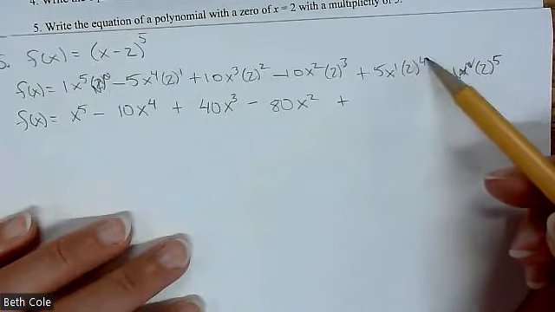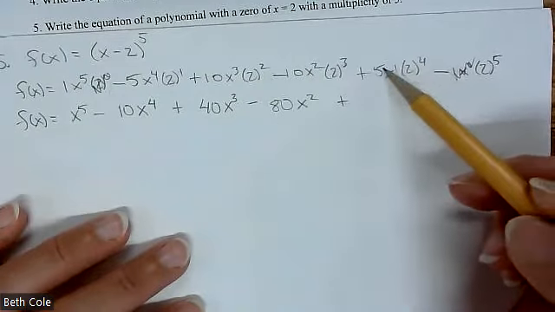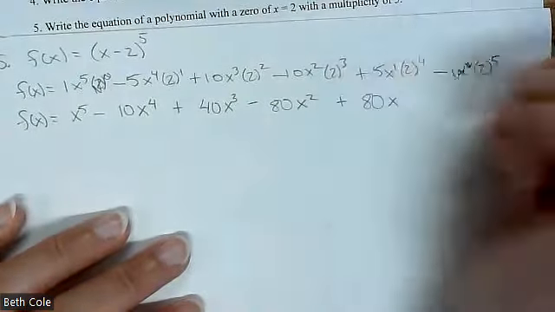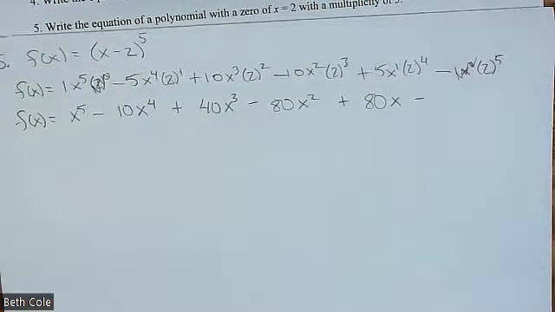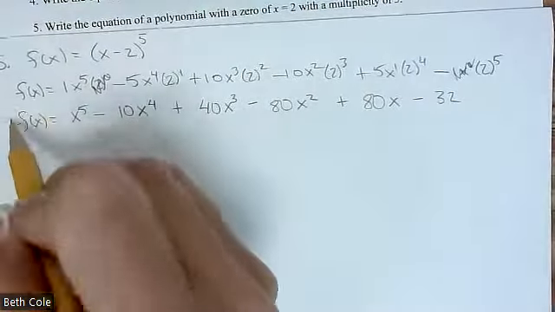2 to the 4th would be 16 times 5 is 80, and then just x. And then minus 2 to the 5th. 2 times 2 times 2 times 2 times 2 is 32. And that is your answer.